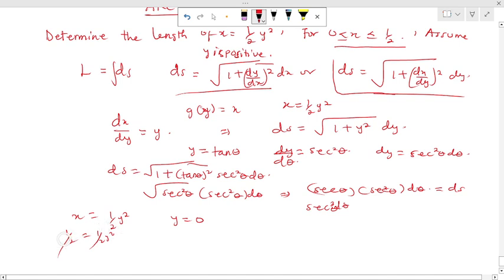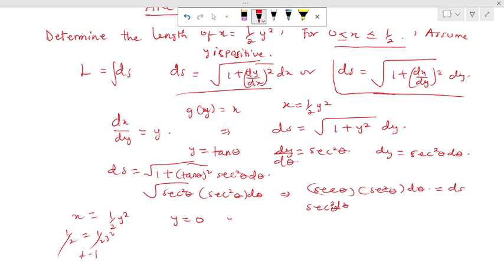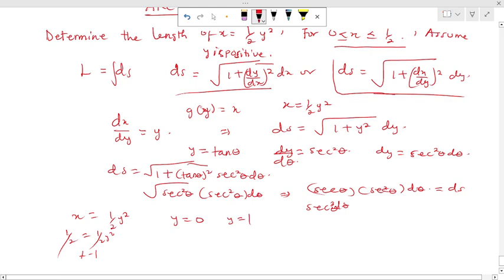Then I'll take the square root on both sides. I'll be getting plus or minus 1. Once you get plus or minus 1, you remember that the question restricted you to assume y to be positive. Therefore, y will be equal to 1. So our limit of integration becomes 0 to 1, so 0 to 1 sec cube theta d theta.